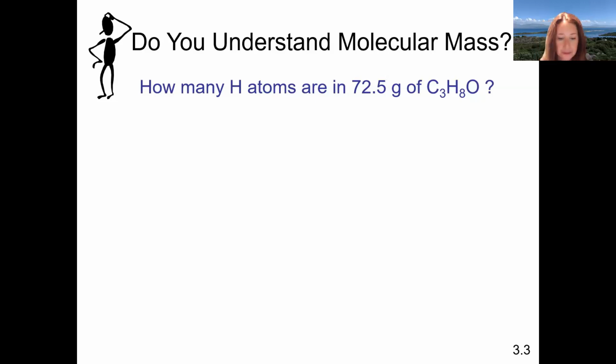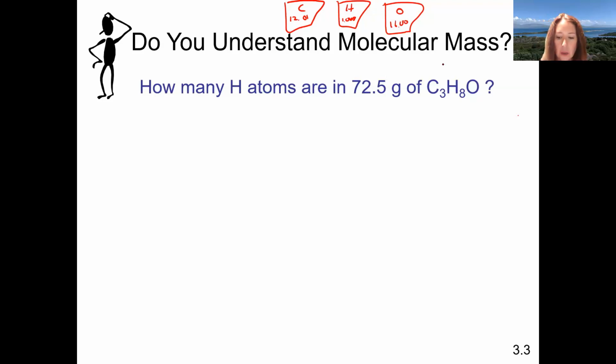So for this one, how many H atoms are in 72.5 grams of C3H8O? Again, you look at your periodic table: carbon is 12.01, hydrogen is 1.008, and oxygen is 16.00. If you look at your periodic table, that's what it says.